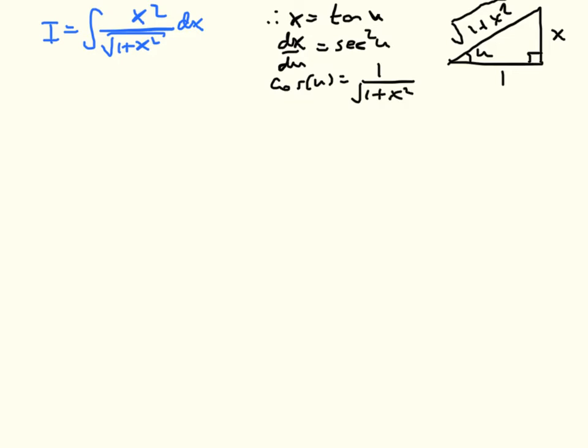So the reason why the tangent substitution is natural for integrals such as this is because the square root factor makes it difficult, but the square root factor can be simply written in terms of the cosine of u. The cosine is 1 over the square root factor, and therefore we can hope that perhaps integrating in terms of u is going to be easy, or at least not completely difficult. So let's have a look at this.